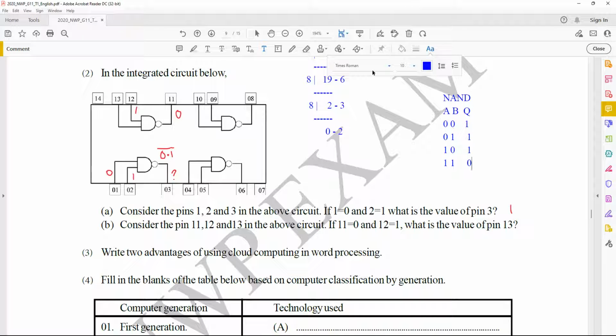So we can see, by looking at the truth table, that the output will be 0 only if both inputs are 1. Which means in this particular case, for the output to be 0, both inputs should be 1, isn't it? So pin 13 should be 1.